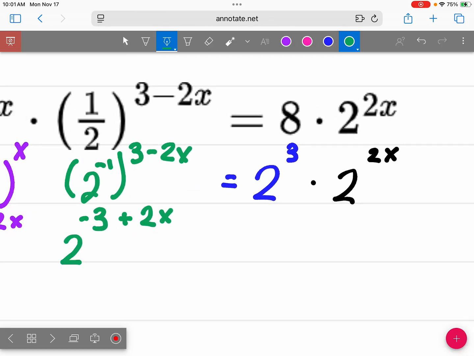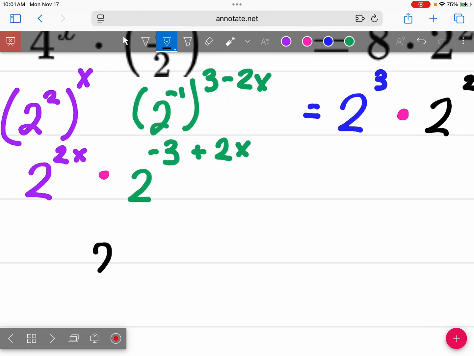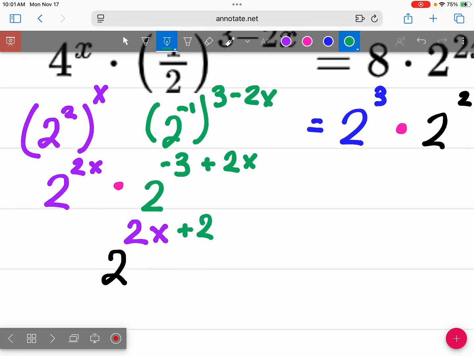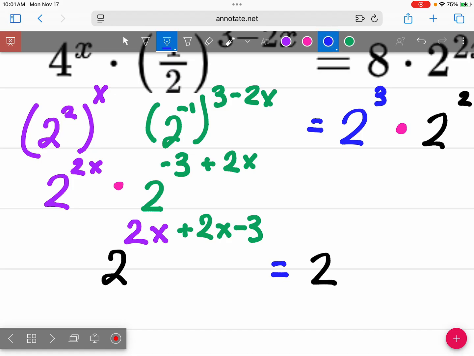Because the whole point is I want to be able to combine these together. I want to be able to get 2 to the something equals 2 to the something. Because then I can just look at my exponents. Whenever we are multiplying our bases, what do we do with our exponents? Add them. So this side's going to be 2 to the 2x plus 2x minus 3. And this side equals 2 to the 3 plus 2x.